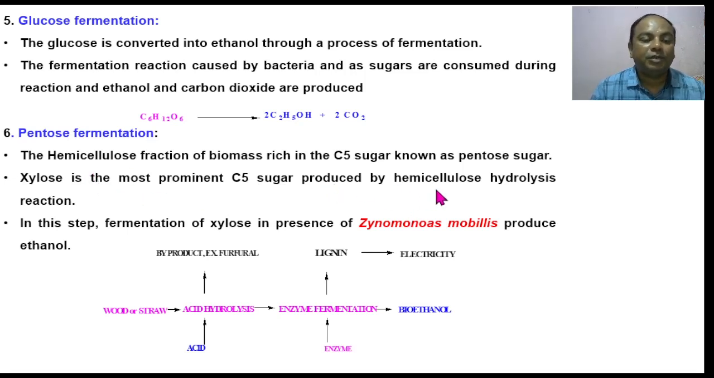So hemicellulose is mostly made from the 5 carbon sugar xylose, that is a pentose sugar. Hemicellulose is made from 5 carbon sugar, and therefore this 5 carbon sugar is subjected to the fermentation process in the presence of a specific enzyme, which we call Zymomonas mobilis. This is required, and it converts or ferments this xylose into ethanol.